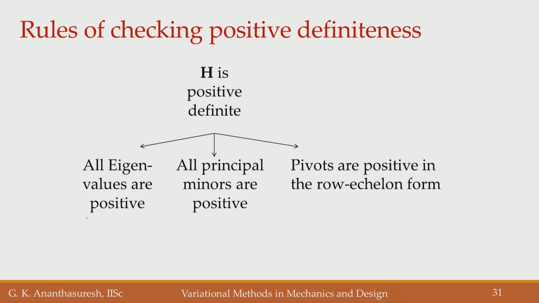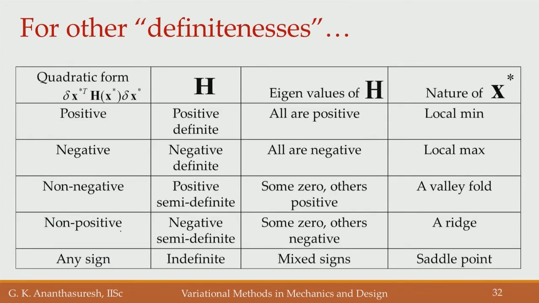So, all eigenvalues are positive, or all principal minors are positive, or all pivots if you reduce to row echelon form that you learnt in linear algebra. That is also there, but as I said, looking at eigenvalues is the easiest way, because in numerical analysis you can easily find them using software, not yourself, but you can find them.